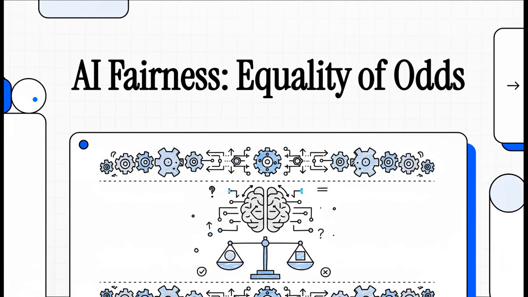Welcome to the Explainer. Today, we're tackling a really tough question, one that's right at the heart of AI. What does it even mean for an algorithm to be fair?